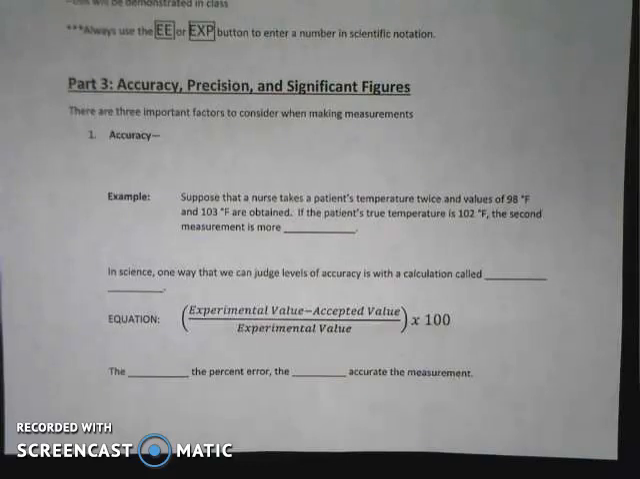So, we are going to be talking about accuracy, precision, and significant figures. These are three really important things to follow when we make measurements. And you've probably heard of accuracy and precision before.